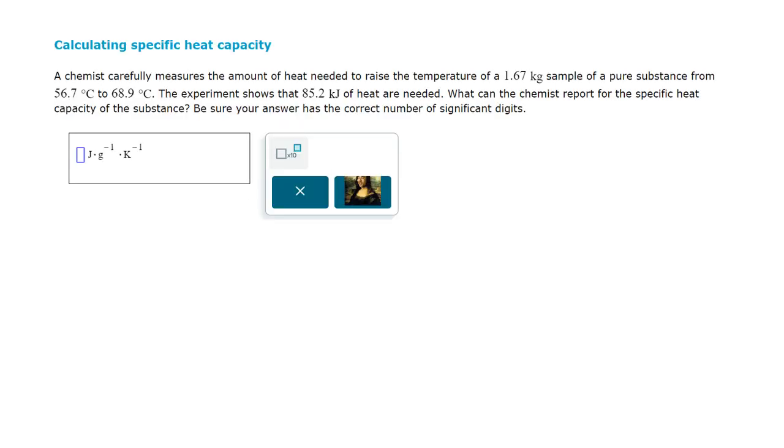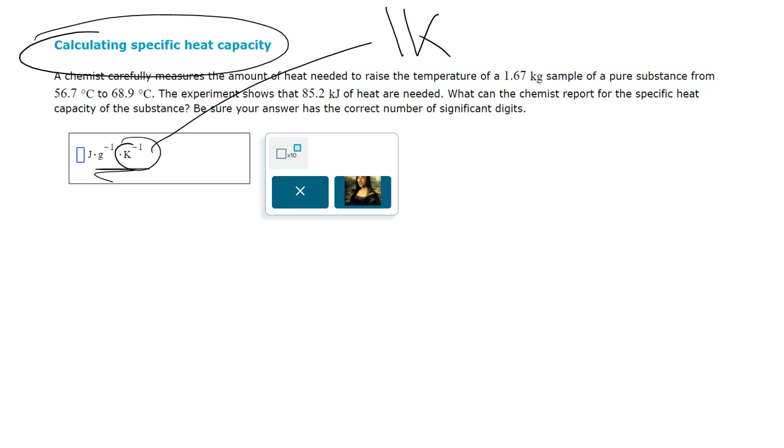So you have 2 ALEKS modules due, and both of them are Q equals MC change in T. If you see this calculating specific heat capacity, it gives you the units. Earlier I wrote K is the same thing as 1 degree Celsius, because if you go up 1 degree Celsius, you go up 1 Kelvin. So it doesn't matter, but they give you the units.